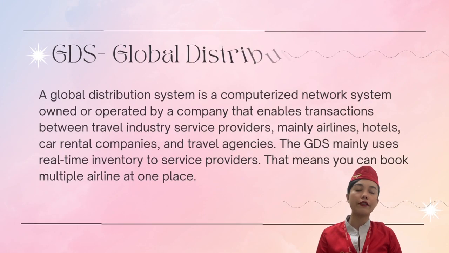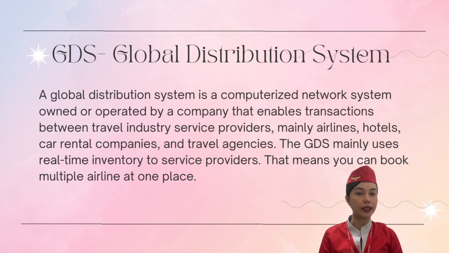First, let's define what is Global Distribution System. As presented here on the screen, a global distribution system is a computerized network system owned or operated by a company that enables transactions between travel industry service providers, mainly airlines, hotels, car rental companies, and travel agencies. The GDS mainly uses real-time inventory to service providers. That means you can book multiple airlines at one place.